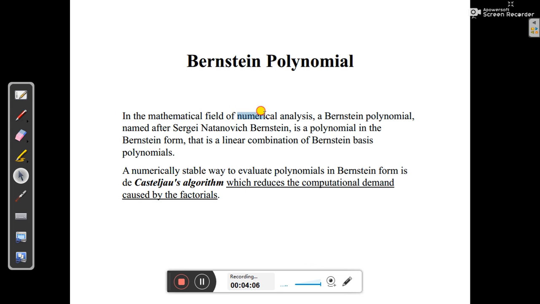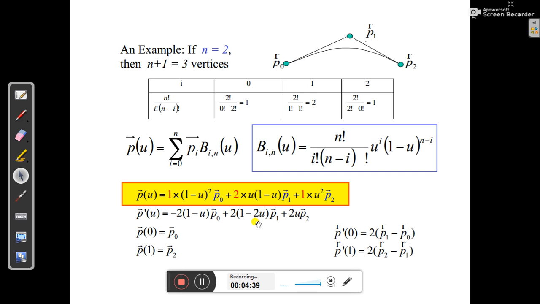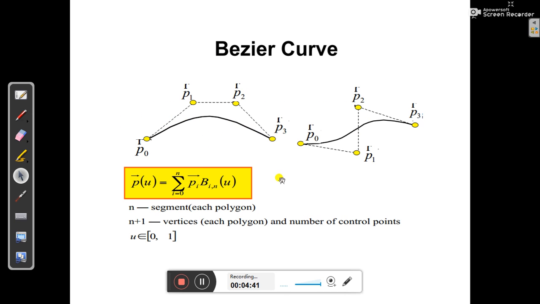In the mathematical field of numerical analysis, a Bernstein polynomial, named after Sergei Natanovich Bernstein, is a polynomial in the Bernstein form, that is a linear combination of Bernstein basis polynomials. A numerically stable way to evaluate polynomials in Bernstein form is de Casteljau's algorithm, which reduces the computational demand caused by factorials. I am just giving you these slides and details, but no need to give too much emphasis on these mathematical explanations. Just understand how we can draw this type of thing, and what the important factors associated with this are.